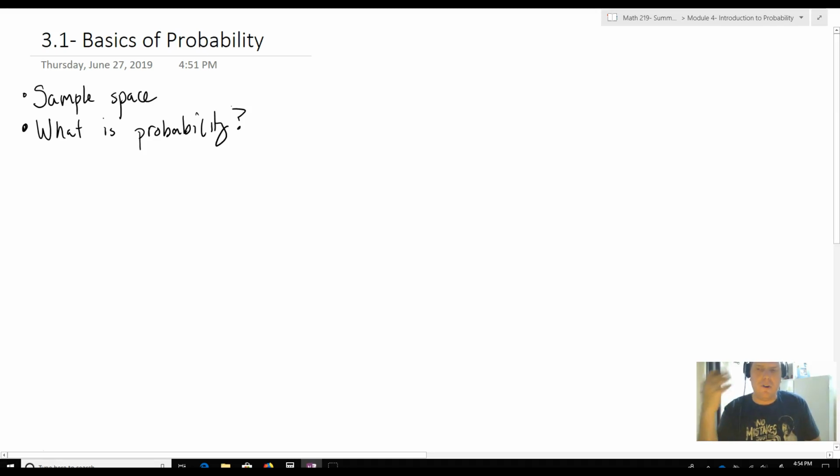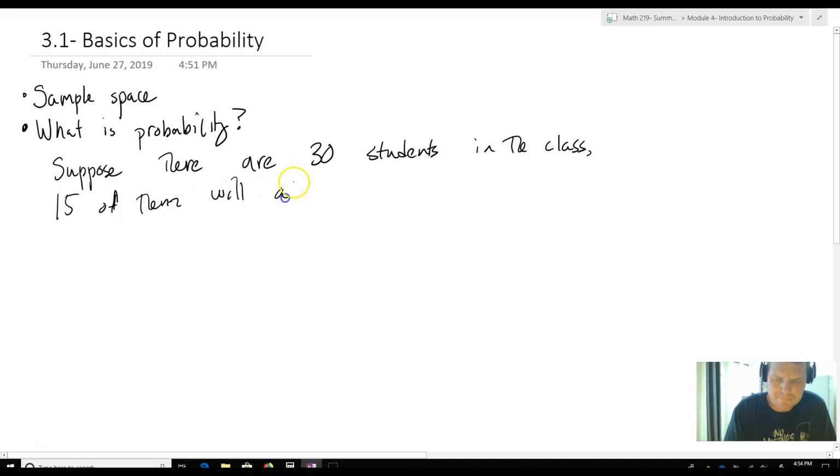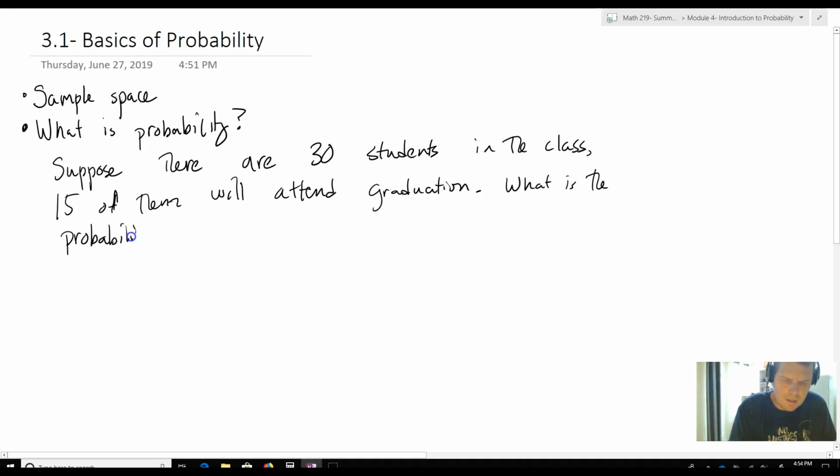So let's say, for example, I want to answer the question: suppose there are 30 students in the class. Okay, there are 30 students in the class. 15 of them will attend graduation. What is the probability that a member of the class will attend graduation?